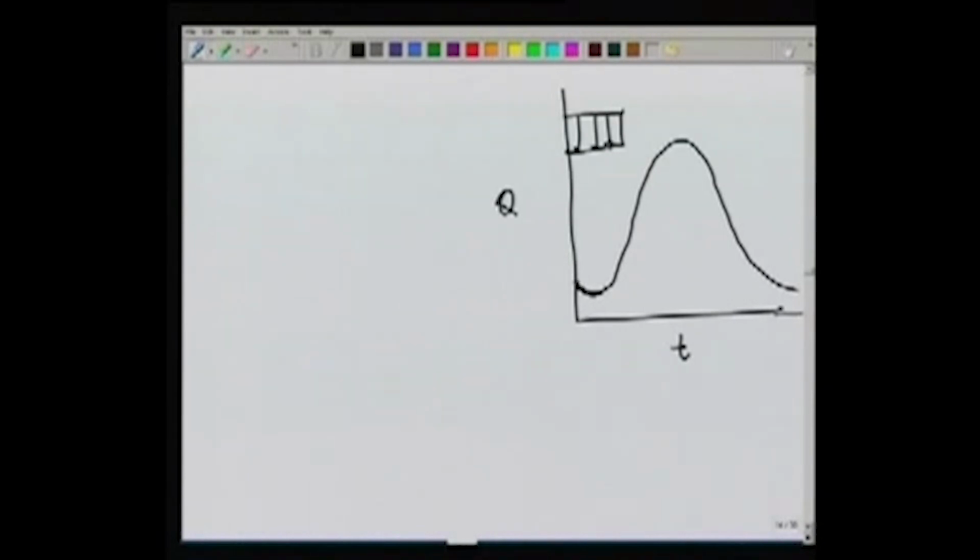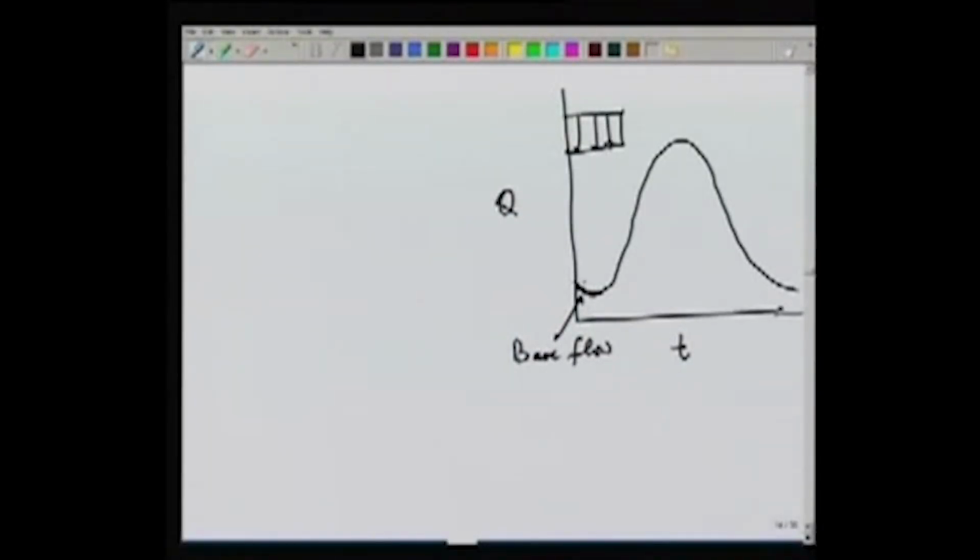So initially the flow in the river is base flow. The base flow will be decreasing with time because as water is taken from the groundwater, depending on the surrounding area, its conductivity, the water level will be going down and therefore the flow in the channel will be reducing.